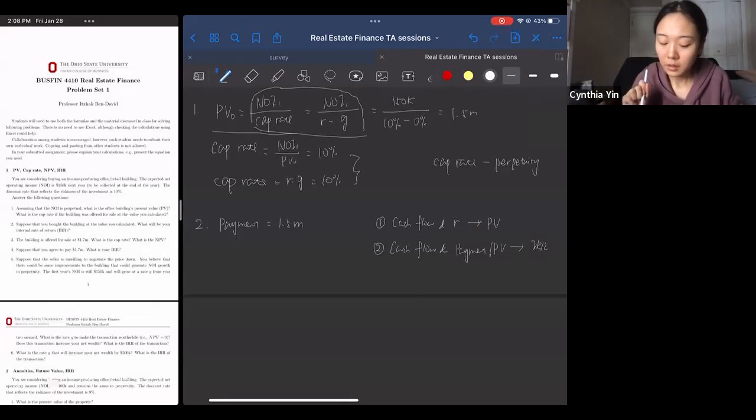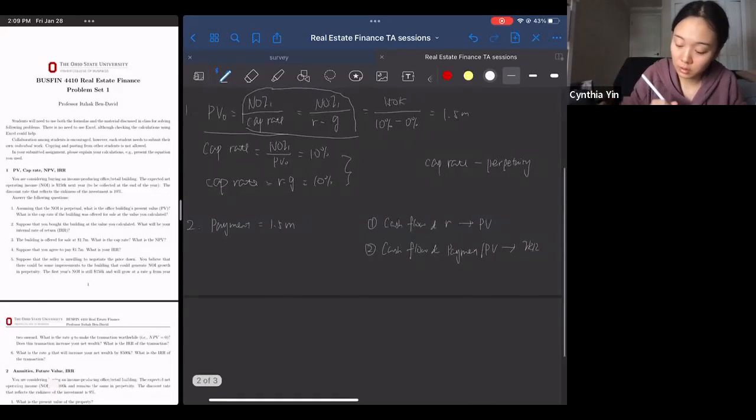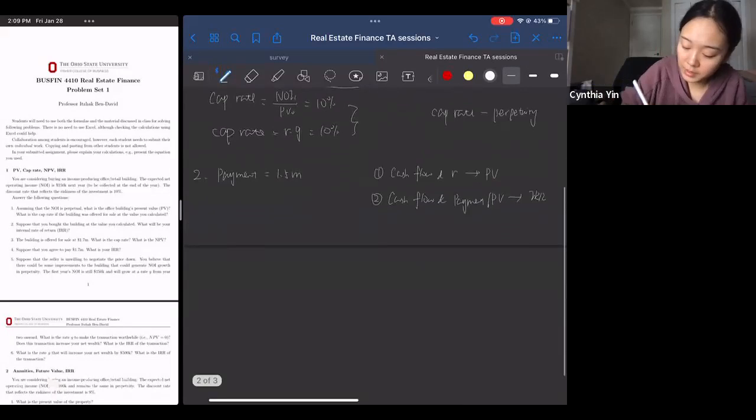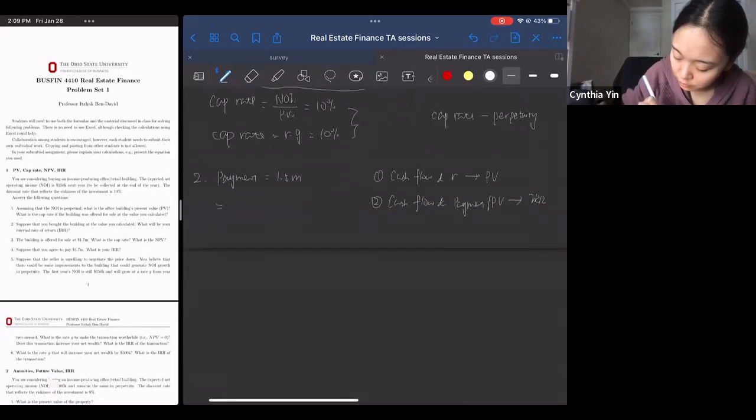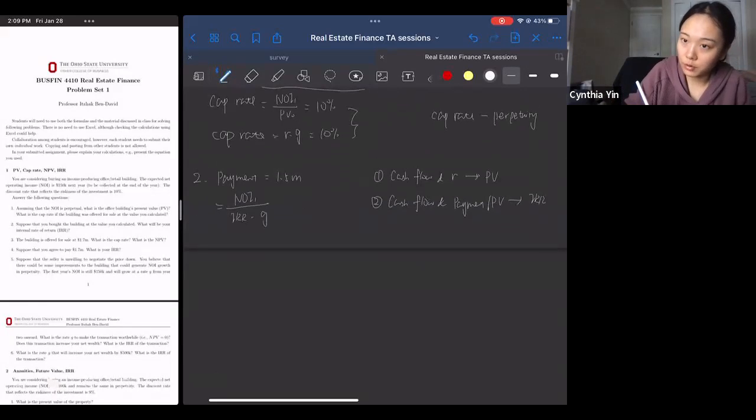So let's get back to this question. What's your IRR? By asking for IRR, it means you have the payment or present value you assumed, and the cash flow you get, which is just the perpetuity. From the information you have, payment equals NOI 1 divided by IRR minus G. Here it's not R anymore, it's IRR, because this one is unknown and this is what you want to get.